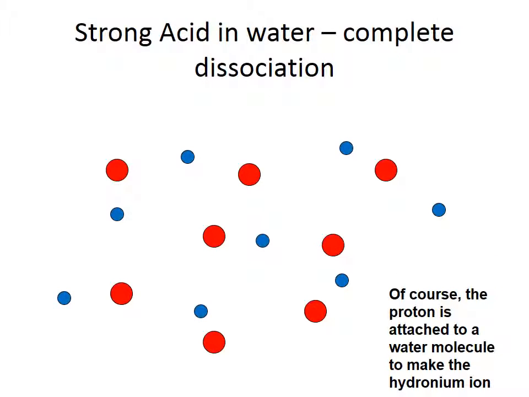However, with a strong acid, all of them become separated. You can see from this picture that a weak acid will be making fewer protons per molecule than a strong acid. Keep that in mind. That affects their behavior.